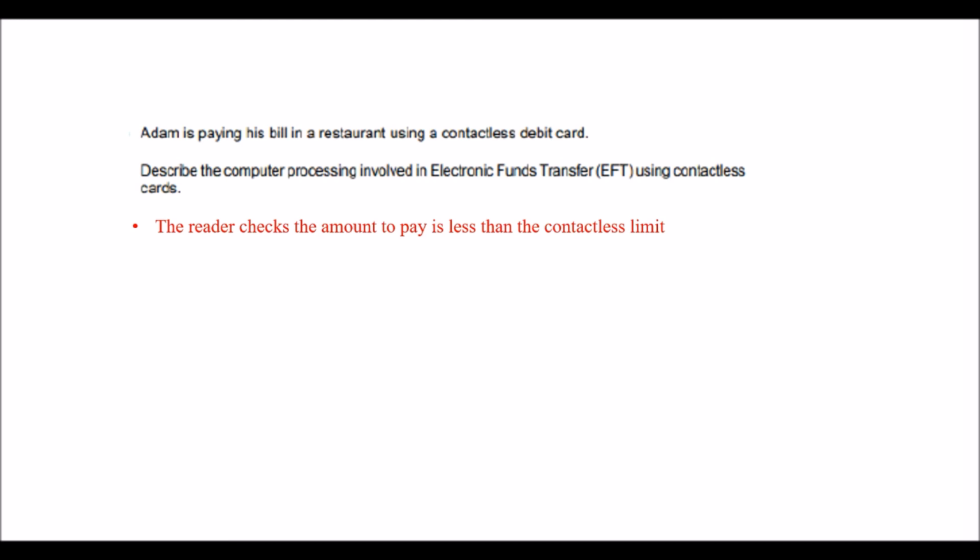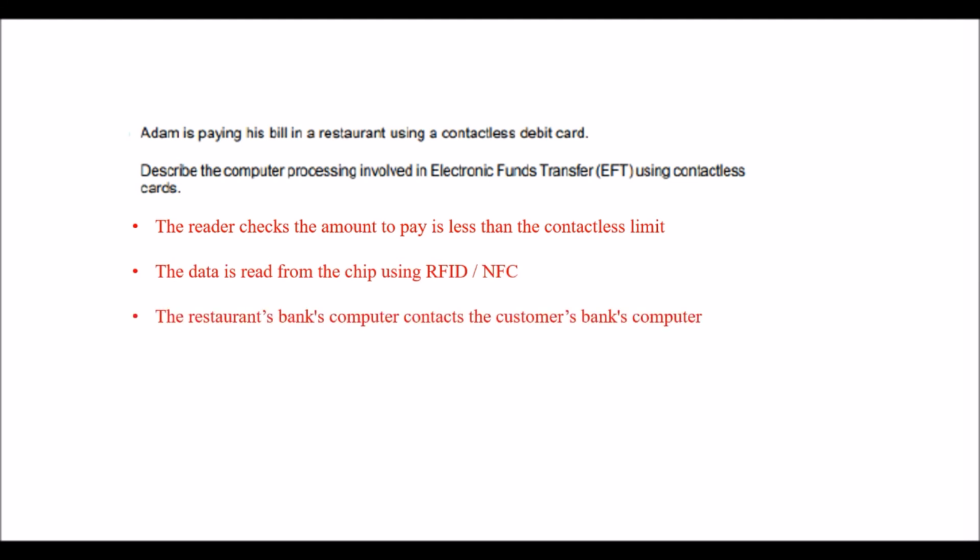So the first thing it is going to do is check what you bought in the shop or grocery shop, is it actually less than $25 US? If the answer is yes, then it will continue. If it is no, then it will decline straight away. There is no need to continue. Then the data is read from the chip in your card. The data is read by using RFID or by using NFC.